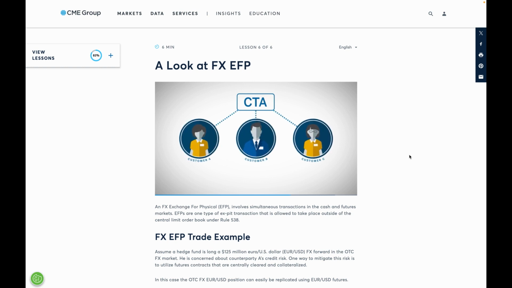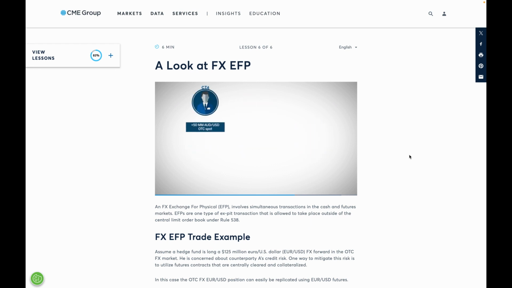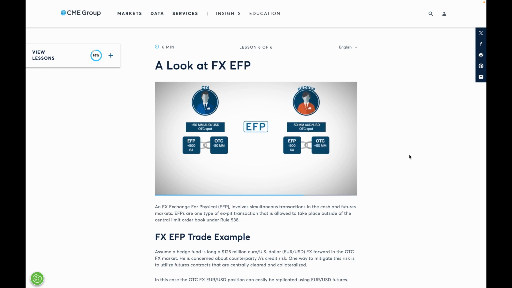The CTA sees depth and liquidity in the FX OTC market and decides to negotiate a 50 million Aussie US dollar OTC FX spot trade on behalf of his accounts under management. But instead of booking an OTC FX swap to move their exposure forward, the CTA immediately thereafter decides to convert the OTC exposure to futures. The CTA and the counterparty decide to negotiate and execute an EFP, whereby the quantity of the 50 million Aussie US dollar OTC spot originally executed would cancel out with the 50 million Aussie US dollar OTC spot for the EFP. The accounts under management would be left with Aussie US dollar futures.